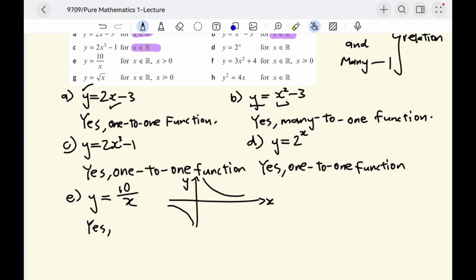If you're doing the vertical line test, this line only intersects one point with the graph, as well as on the other side. Let me repeat again. When you are doing the vertical line test, you draw any line that only intersects one point for the positive quadrant and the third quadrant. So this means that this reciprocal function is a one-to-one function.